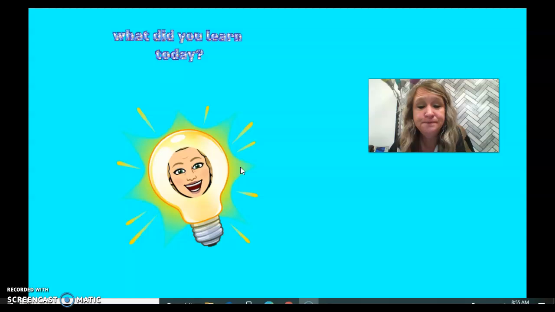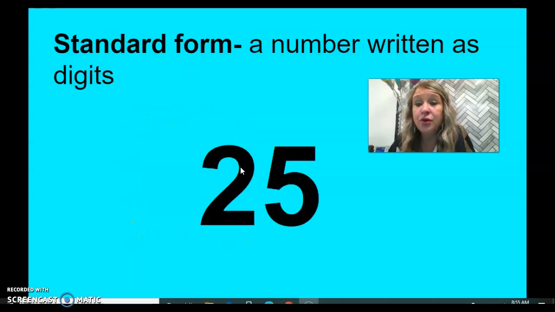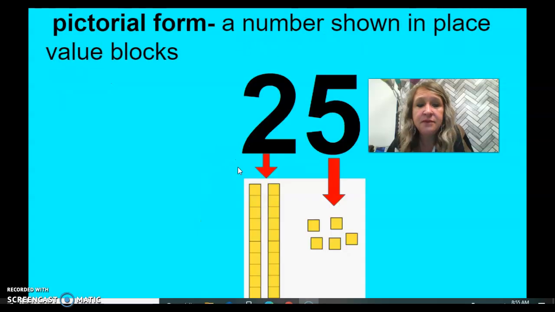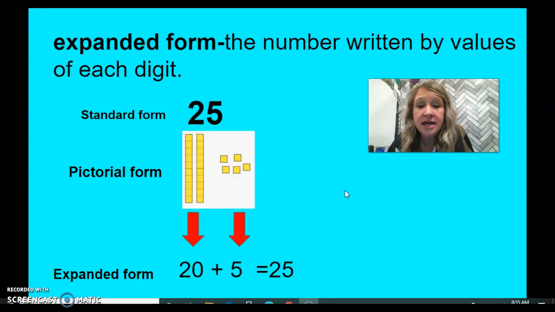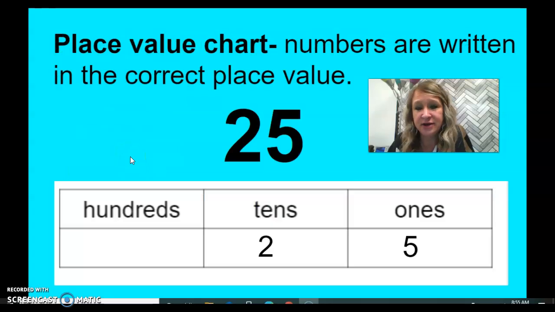What did you learn today? You relearned or reviewed standard form as a number written as digits. Pictorial form is a number shown in place value blocks. Expanded form is the number written by values of each digit. And place value chart, numbers are written in the correct place value.